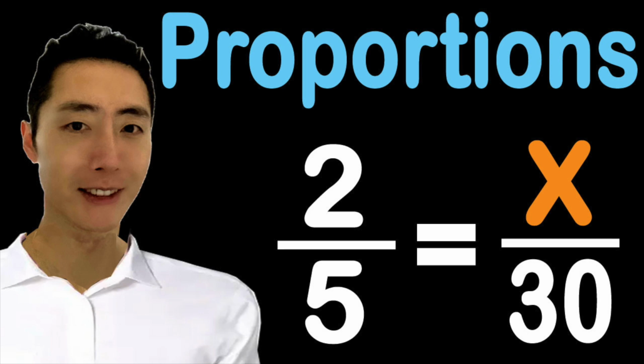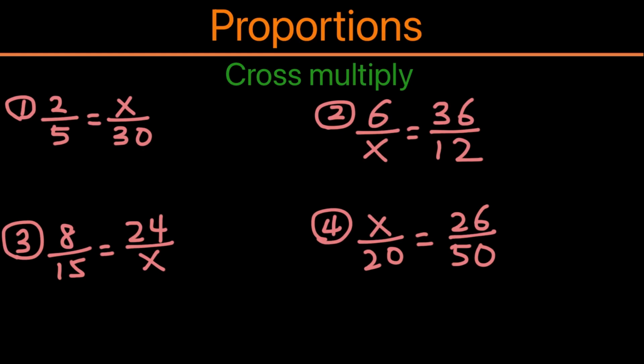In this video, I'll be going over proportions, solving proportions with variables. The way to solve proportions is to cross multiply. Here are 4 examples. What we're doing here is trying to find the x value.